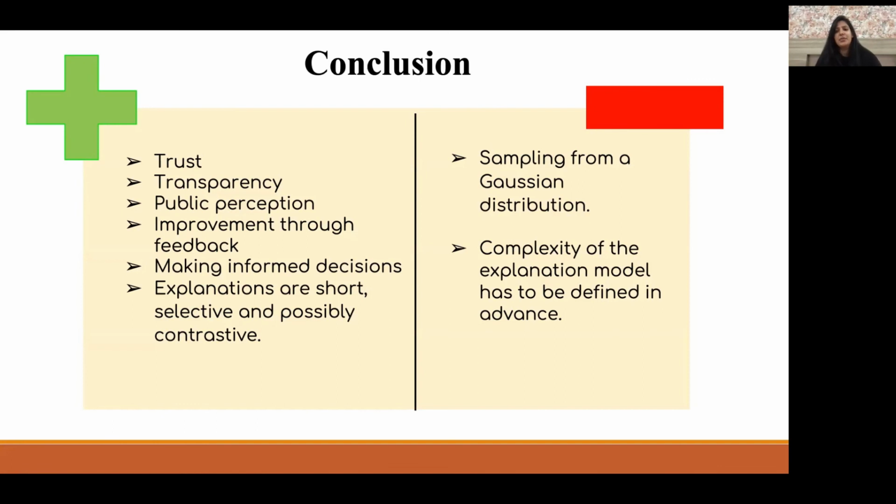But talking about a few negatives, the complexity of the kind of model you're trying to explain needs to be defined in advance, right? If you're doing a decision tree classifier, you need to know the number of levels, or you need to have a model in place before. And the second thing is that sampling is from a Gaussian distribution, so there can be some sort of bias there.